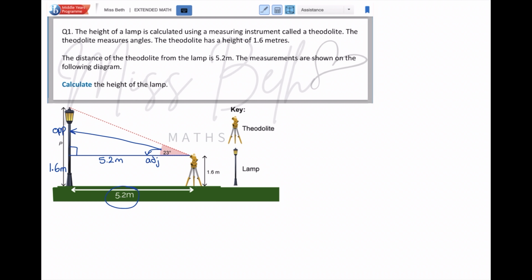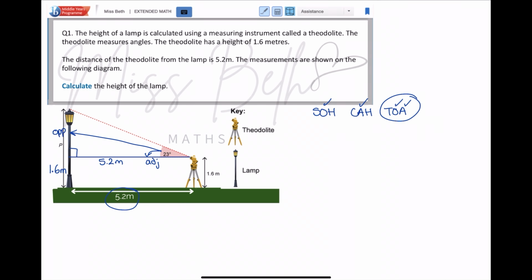So I've got my opposite and my adjacent. Let's decide which trigonometry ratio we are going to need to use. I've got my opposite involved and my adjacent is involved, so it's going to be tan. My trigonometry ratio would be tan theta is equal to the opposite over the adjacent. So let's fill in what we know. We have tan 23 degrees, that's the angle, is equal to the opposite divided by 5.2.